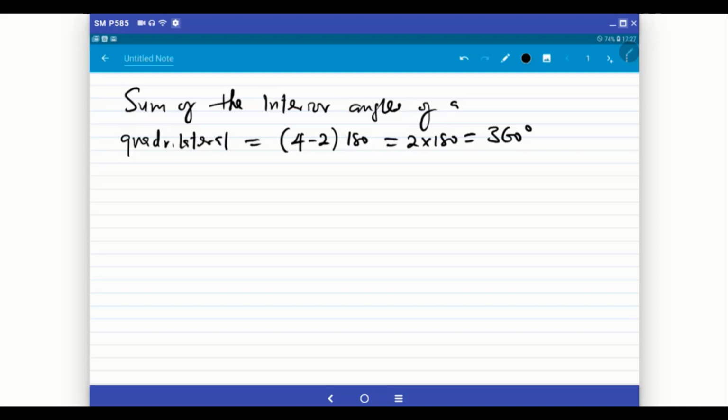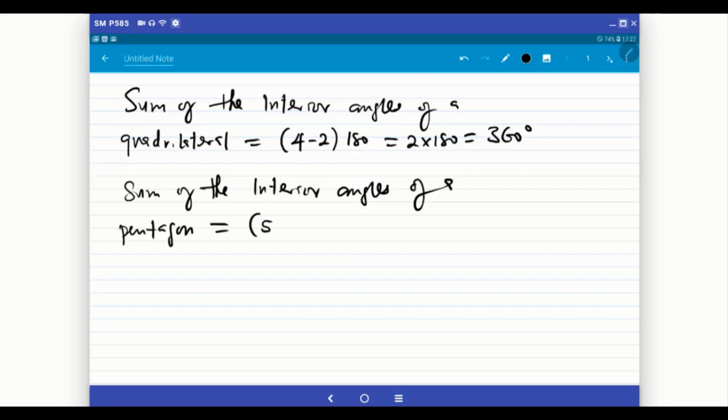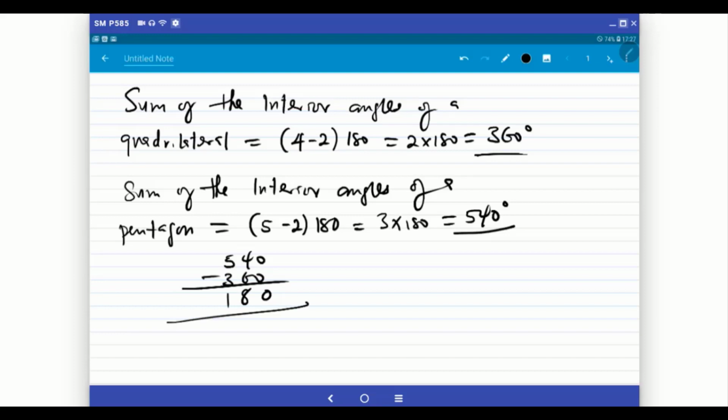Now let's increase the number of sides by 1. That means we're now going to have a pentagon. So the sum of the interior angles of a pentagon will now be (5 minus 2) times 180, and that gives us 3 times 180, which is 540. If you find the difference between 540 and 360, what do we get? 540 minus 360 gives us 180. So the difference is 180 degrees. That means increasing the sides by 1 means the total interior angle will increase by 180 degrees. Okay, just a point we can use in some questions to make our work faster.